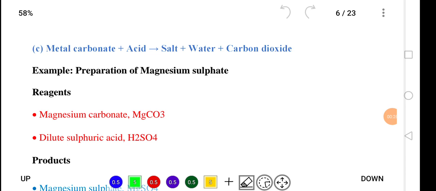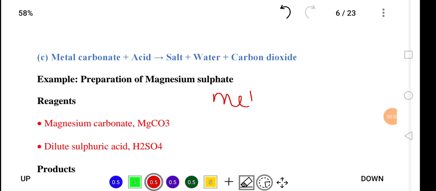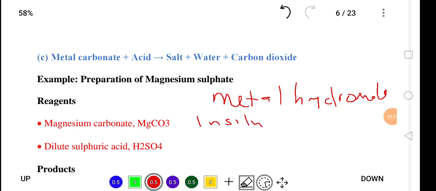Now, remember, we talked about soluble salt being prepared by reacting metal hydroxide, insoluble metal hydroxide, insoluble metal oxides, and lastly we said using metal carbonate.